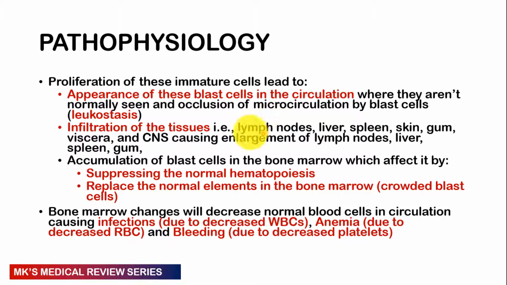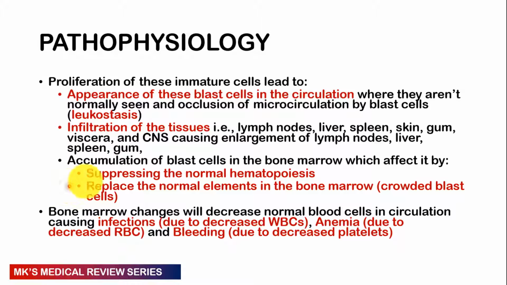So you may get infiltration of the lymph nodes, the liver, the spleen, the skin, the gums, even viscera, and the CNS, causing enlargement of the lymph nodes, enlargement of the spleen, enlargement of the liver, enlargement of the gums, and so on and so forth.